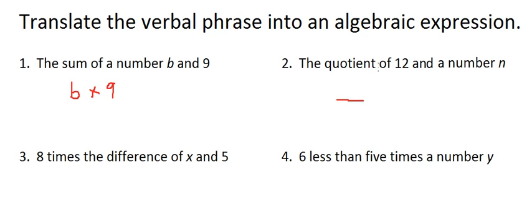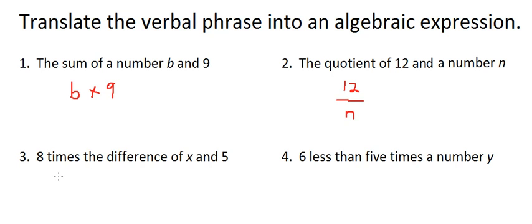So we have the quotient of 12 and a number n. The first thing is going to go on top, so that 12 is going to go on top there. And then a number n, we're just going to put our n on the bottom. And that's our whole answer there. Now, these next two are a little bit more difficult. So here we have 8 times the difference of x and 5.